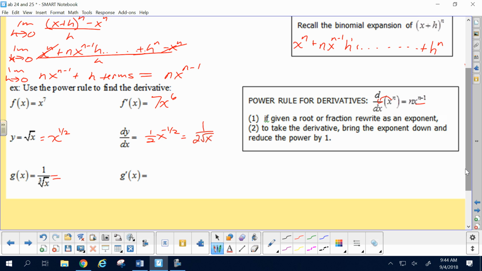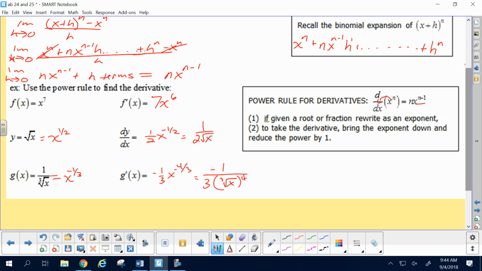Rewrite it as x to the what power? 1/3 or negative 1/3? Negative 1/3. It's in the denominator, which means it's negative. The root is the same as the 1/3 power. Now we can use our power rule. What is the derivative there? Negative 1/3 x to the negative 2/3. Okay, you might also see that as negative 1/3 cube roots of x squared. Wait, I said negative 2/3, but you said 4/3? Yes, negative 1/3 minus 1 is negative 4/3, so this should actually be 4/3. Okay, thank you, you're right.